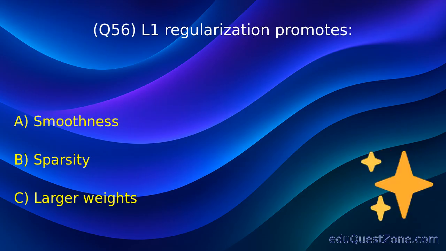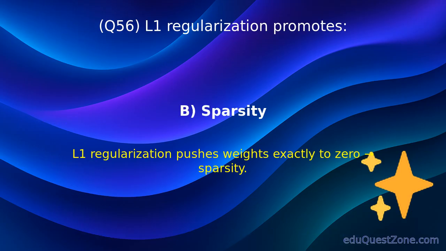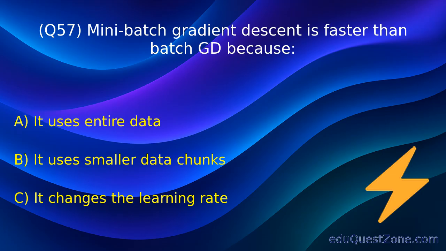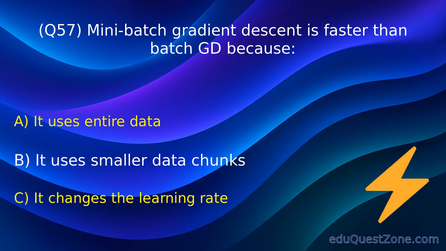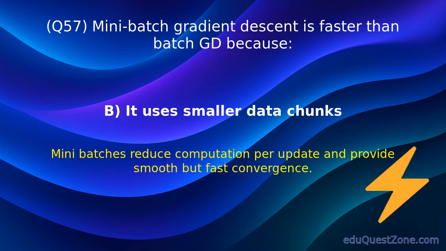Question 56. L1 regularization promotes. Option B. Sparsity. L1 regularization promotes sparsity. Question 57. Mini-batch gradient descent is faster because. Option B. It uses smaller data chunks. Mini-batch gradient descent requires less computation per update.